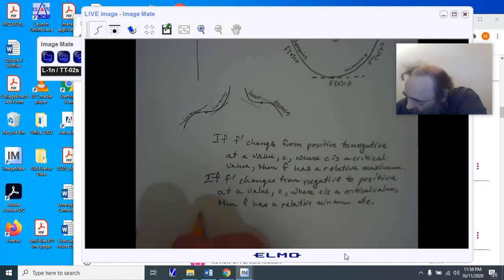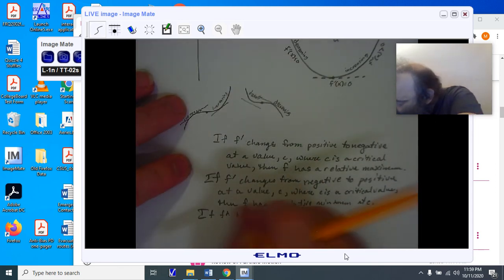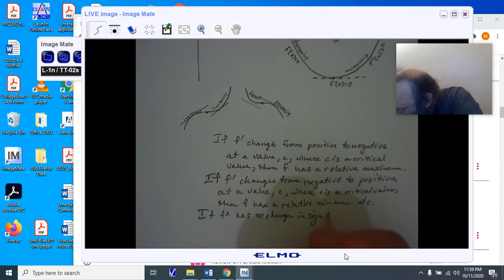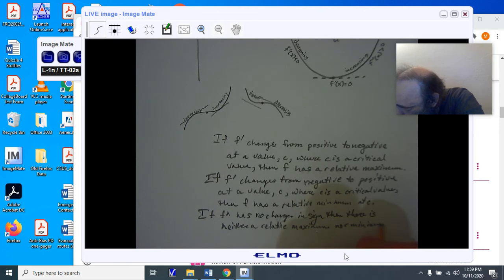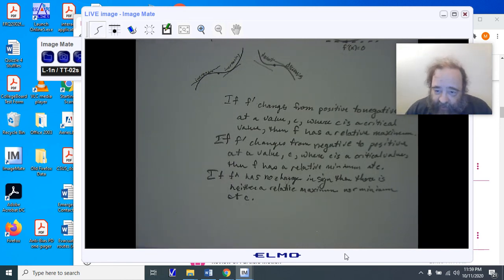At C. If f prime has no change in sign, let me rewrite that because I just slaughtered that, but it has no change in sign, then there is neither a relative maximum nor minimum at C. So keep in mind, that's what we're looking at for the first derivative test.